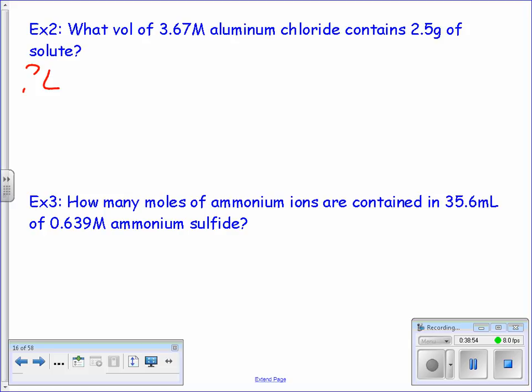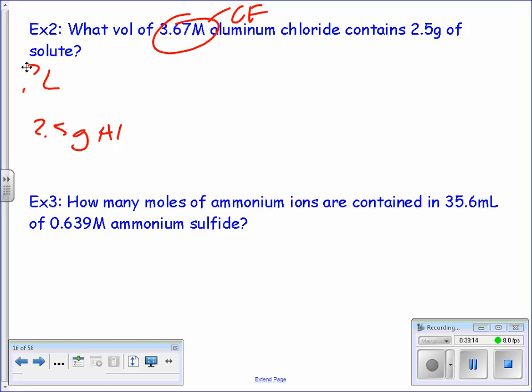What volume of 3.67 molar aluminum chloride contains 2.5 grams of solute? What do I start with? Why am I starting with that and not the other one? Yes, good. This is a conversion factor. You don't start with molarity, you use it to get where you want, specifically because it's a fractional unit.